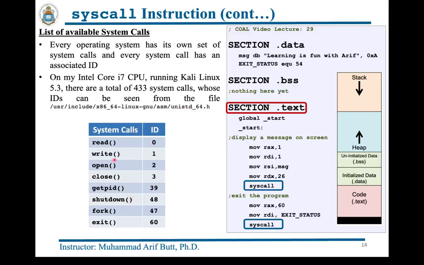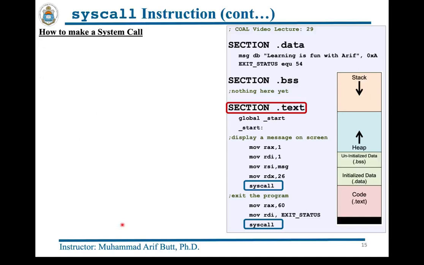I have mentioned a few calls over here. For example, the read call has an ID of 0, the write call has an ID of 1, and so on. The exit call has an ID of 60. Remember, this read call is used to read the keyboard, this write call is used to write on maybe the stdout, and this exit call is used to exit the program gracefully.